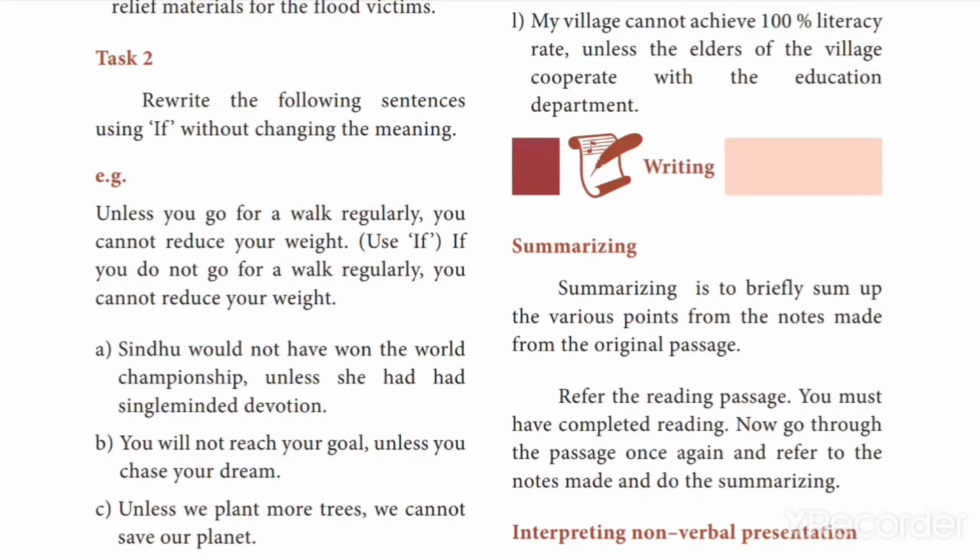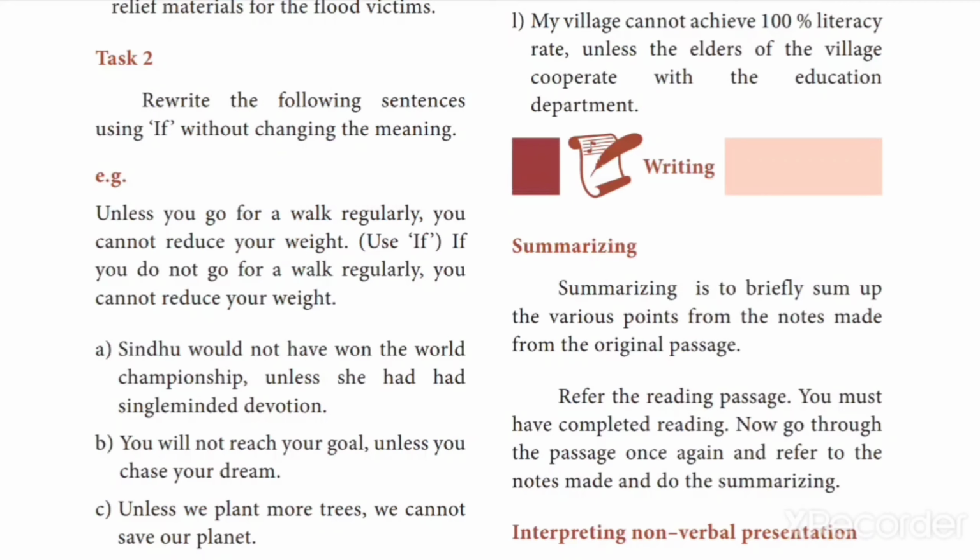Coming to B. You will not reach your goal unless you chase your dream. Okay, we have to replace unless with if, fine. At the same time, the verb that comes after you is chase, which is in present simple tense form. So you have to convert that into a negative one. So you have to write, if you do not chase your dream. So the entire sentence is, you will not reach your goal if you do not chase your dream.